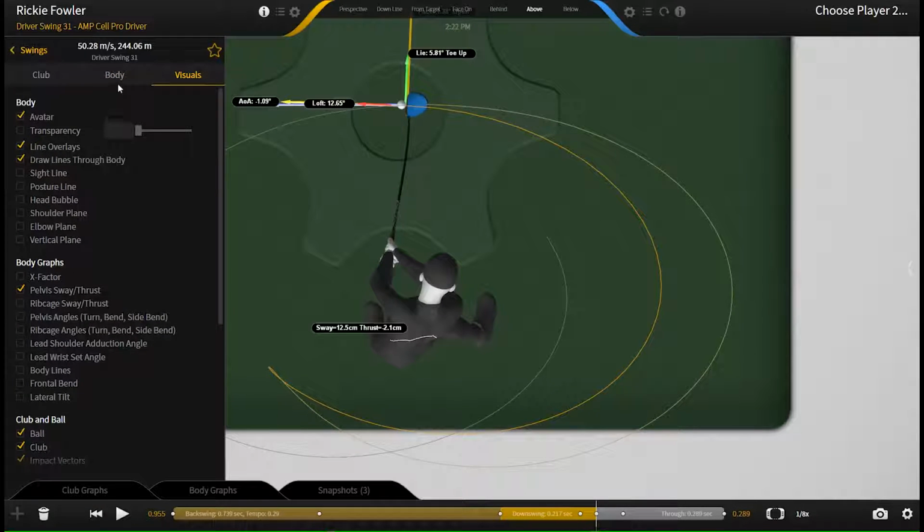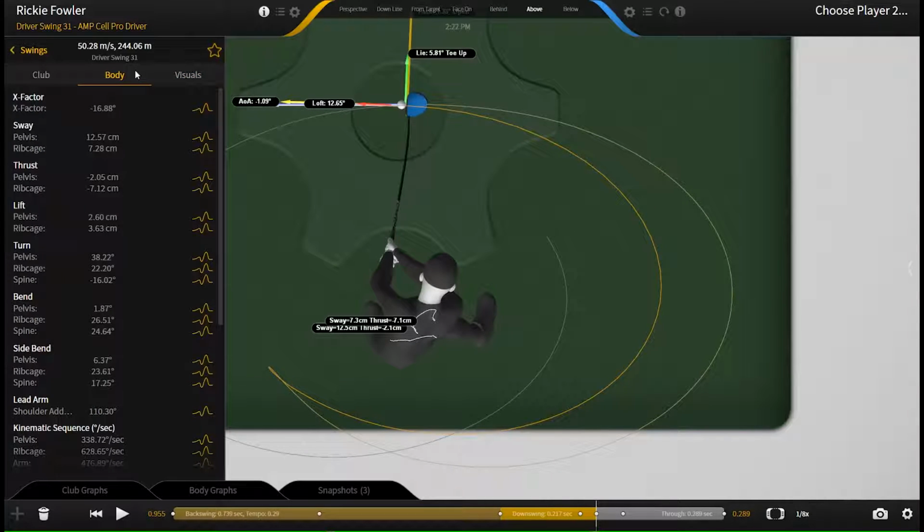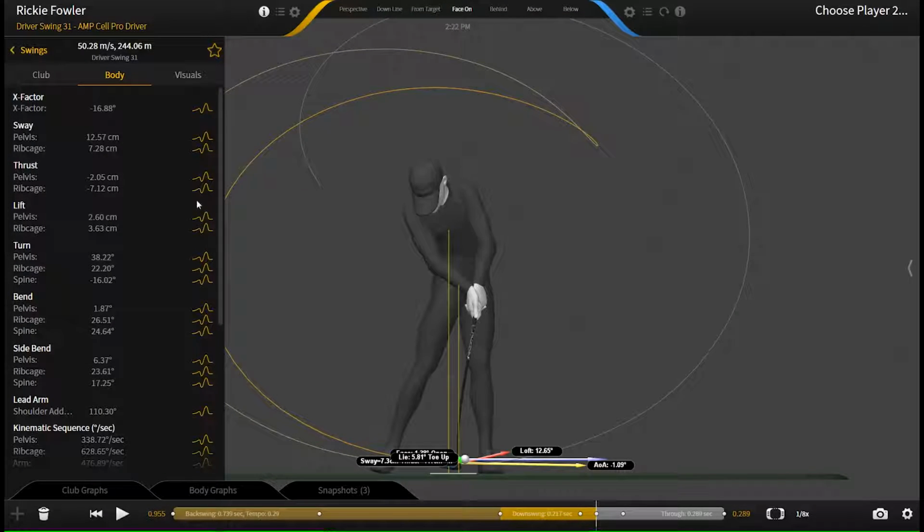Sway. There are two types of sway. First is the pelvis sway, and the second is the rib cage sway. Sway is the lateral movement of the pelvis and rib cage throughout the swing, represented in inches or centimeters, depending on whether the units are set as imperial or metric in settings. This metric can be found on the side panel shown at the current frame and graphically in the body graphs tab at the bottom of the screen.